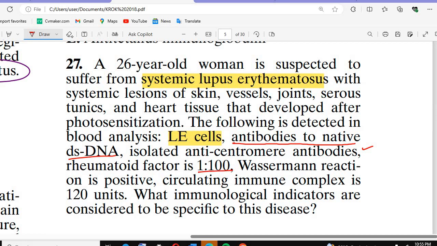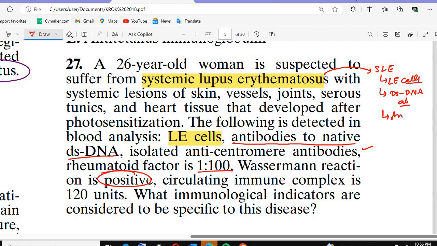Rheumatoid factor is 1 by 100. Wassermann reaction is positive. Circulating immune complex is 120. Remember that in the question itself they have given the clues. In SLE, which cell would we have? LE cells would be there. There would be double stranded DNA antibodies. Remember, the double stranded DNA antibody is positive in SLE.